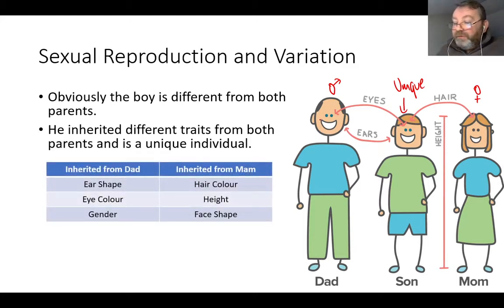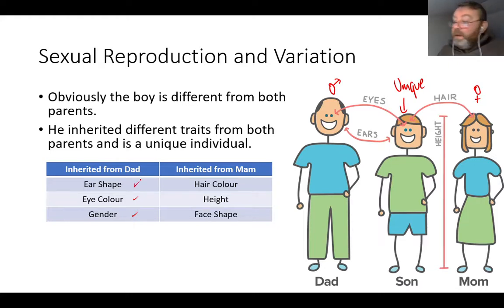What did he inherit from his dad? Well, he inherited his ear shape. Do you notice that? His ear shape is similar to the dad's, not similar to the mom's. He also has blue eyes, similar to his dad. Okay? He's male, like his dad is. So therefore his gender, his eye colour, and his ear shape are all inherited from his father.